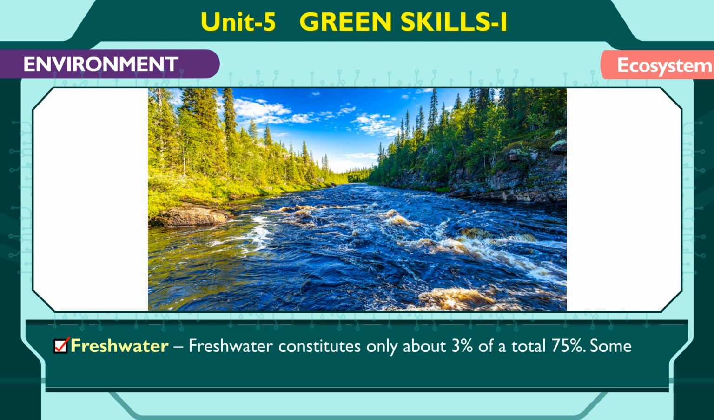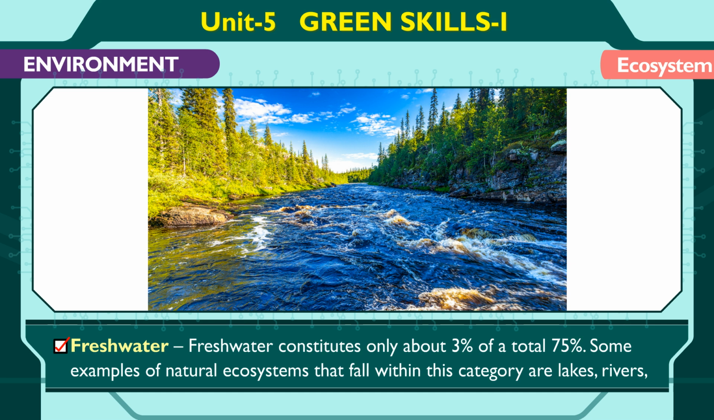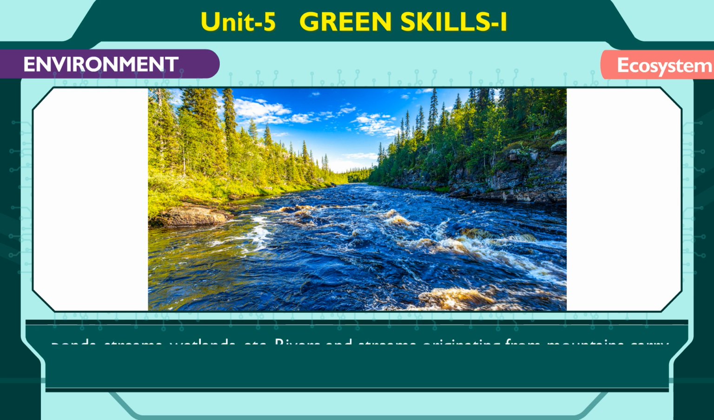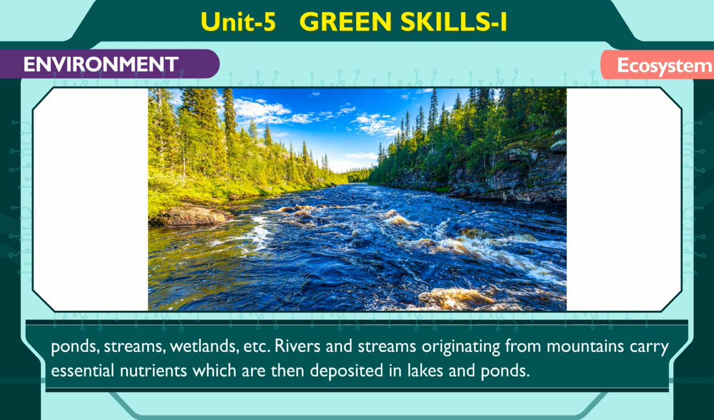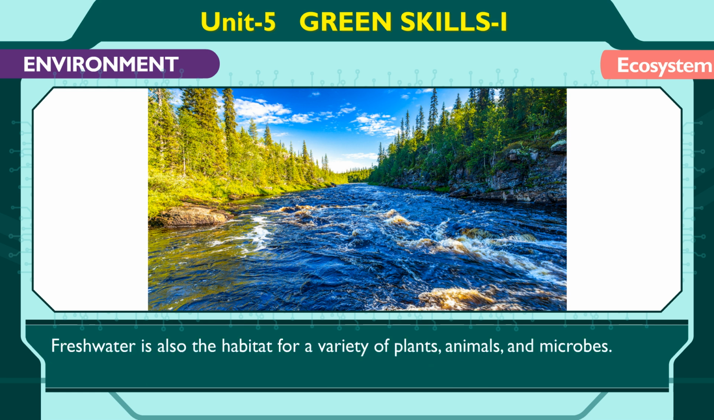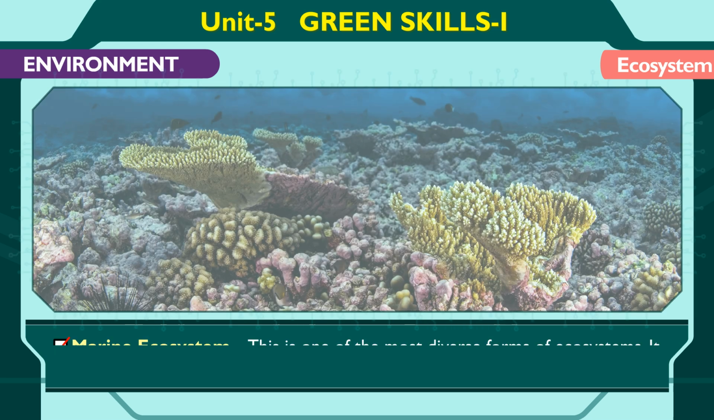Freshwater. Freshwater constitutes only about 3% of a total 75%. Some examples of natural ecosystems that fall within this category are lakes, rivers, ponds, streams, wetlands, etc. Rivers and streams originating from mountains carry essential nutrients which are then deposited in lakes and ponds. Freshwater is also the habitat for a variety of plants, animals, and microbes.